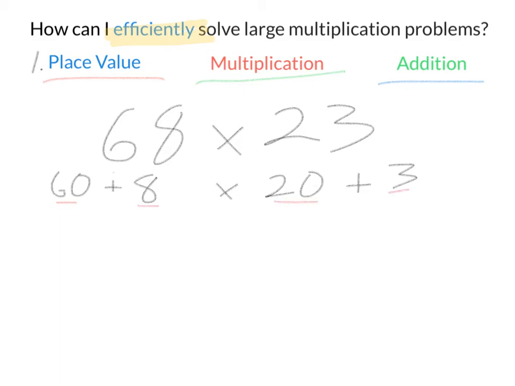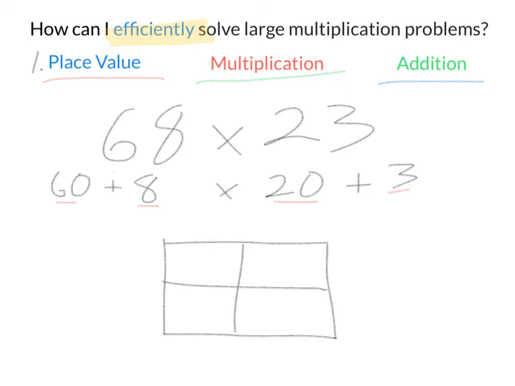So I'm going to make a box with 4 sections. If I had more numbers than that, I would make a box with more sections. I'm now going to move these numbers down around the box, not into the box, around the box. 60, 8, 20, 3. And I am finished with step number 1, which was place value.